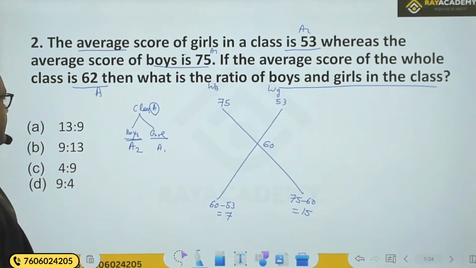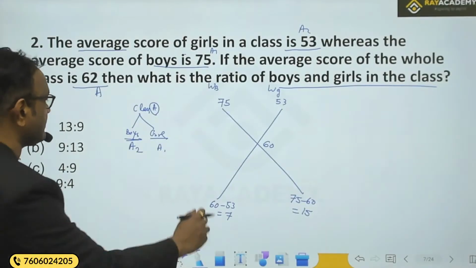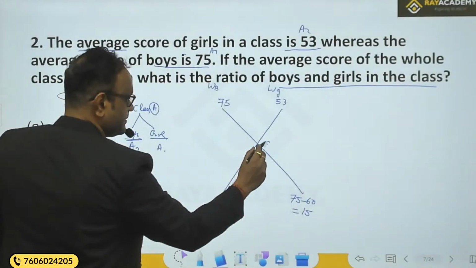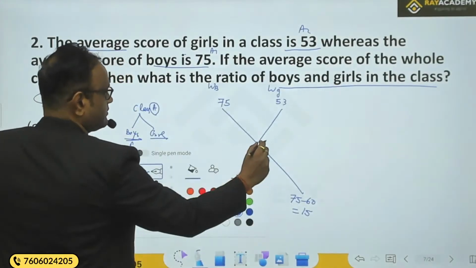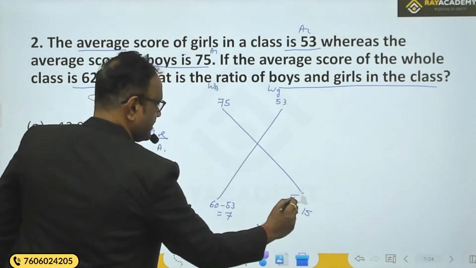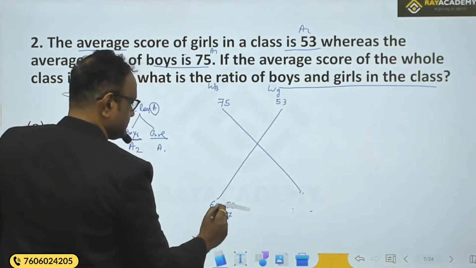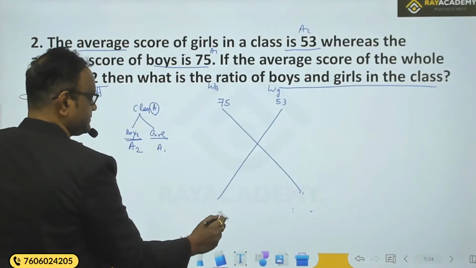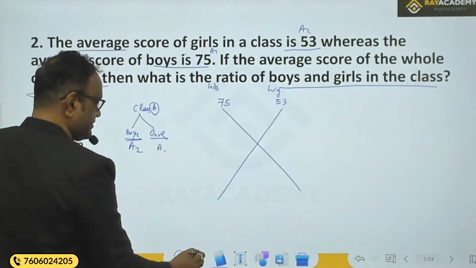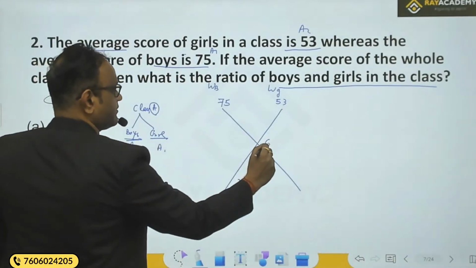7 by 15. I think I have taken the wrong figure. This is 62, not 60. Okay, so everything will change then. Okay, let me write again. In the question they have given 62, but I took only 60. That is why it is giving wrong.